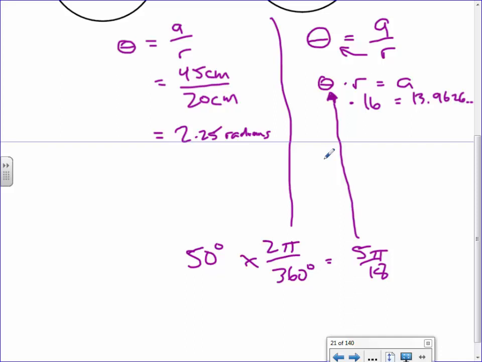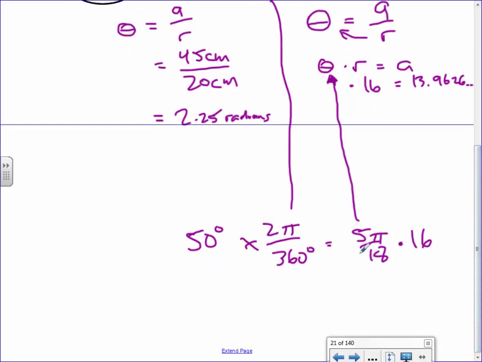So I ended up getting 13.96. Anybody else not get 13.96? Okay, but here's the problem. That is a rounded number. I want to leave it as an exact value. So one of the ways I can do that is to make it an exact value.